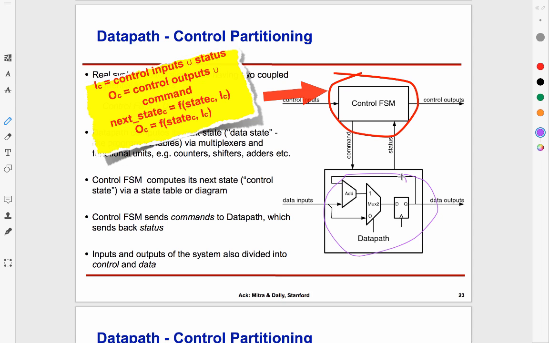So the control FSM basically has two types of inputs. It is getting inputs from the outside world and it is getting inputs from the data path. It takes those in as inputs to the state machine out here, and then it does the state transition and it generates two types of outputs. It generates the output going out and it generates commands going to the data path. Okay, so this is a state machine.